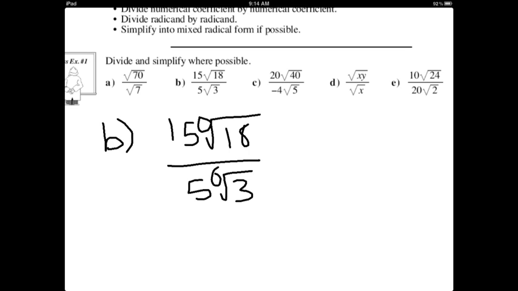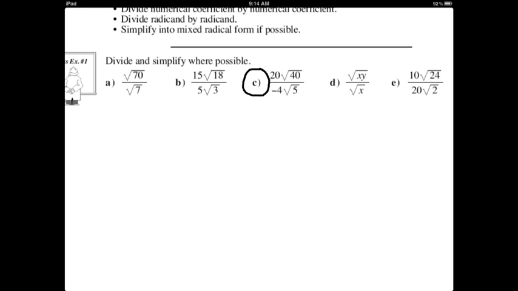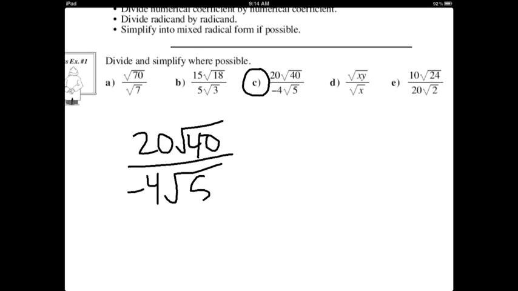From there, of course, you can divide the coefficients. So that's 15 divided by 5. That's going to be 3. After that, divide your radicands. So you got 18 divided by 3. That's going to be root 6. For c, you have 20 root 40 divided by negative 4 root 5.